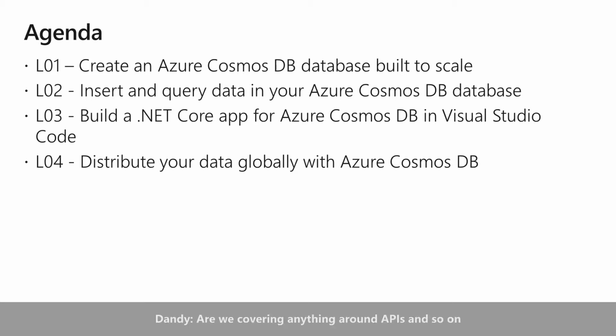Are we covering anything around APIs and so on as well? Yeah, that's in lesson 1. We need to understand that there are different models available in Azure Cosmos DB. And in lesson 4, the other key selling point, of course, is planetary scale. So in lesson 4, we're going to look at how you can distribute that data globally. From an exam perspective, lesson 1 and lesson 4 are really important, followed by lesson 2. Lesson 3 isn't on the exam at all, but it provides that real world edge that you'd be looking for.